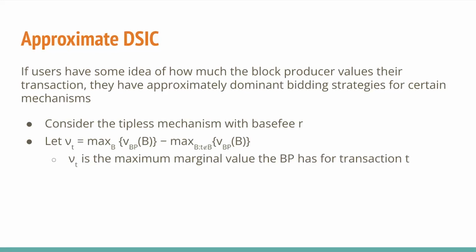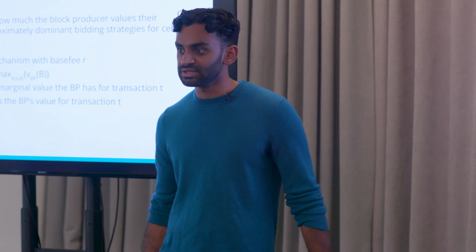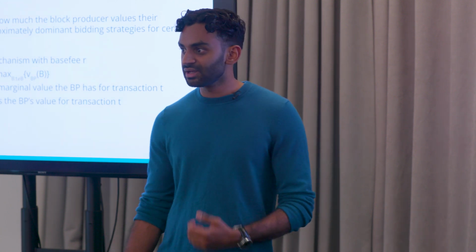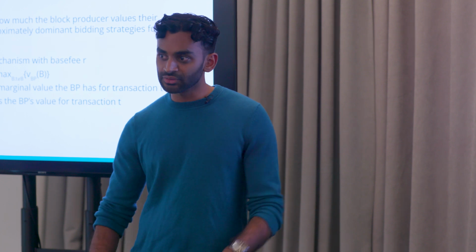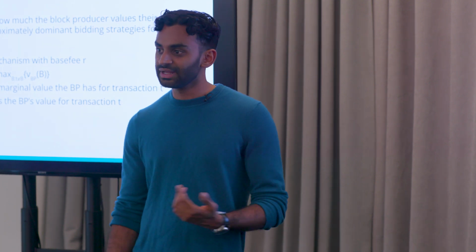And so basically what this is telling you is the block producer's marginal value for this transaction. In the case where this valuation is additive, this is just a constant. It's basically just the block producer's standalone value for the transaction. There's no weird combinatorial stuff going on in the additive case, so knowing this nu t is effectively just knowing the block producer's value for your transaction.